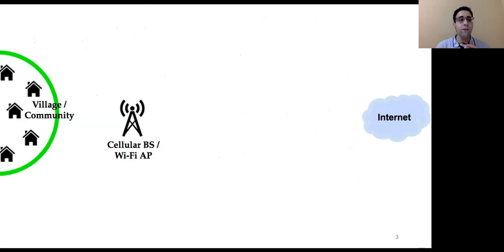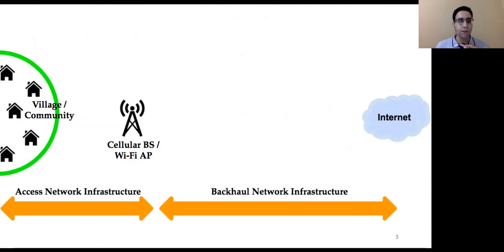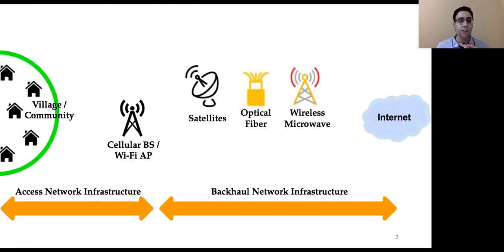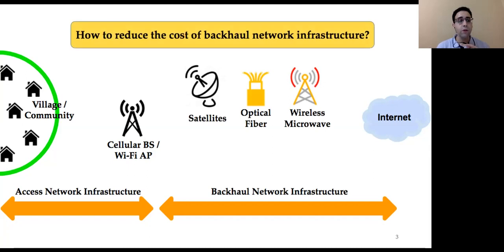So let's take a look at the high-level view of the network deployment in rural areas. Here we have two kinds of network infrastructure, access and backhaul network infrastructure. Our focus here is on the backhaul network because it has a major contribution to the overall deployment cost. As we said, the existing backhaul solutions such as satellites, fiber links, and wireless microwave are too expensive to be rolled out in rural areas. So in this work, we ask ourselves the question of how to reduce the cost of backhaul network infrastructure, which in turn will play a significant role in enabling universal internet access.